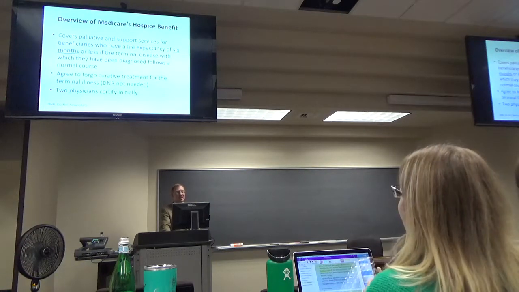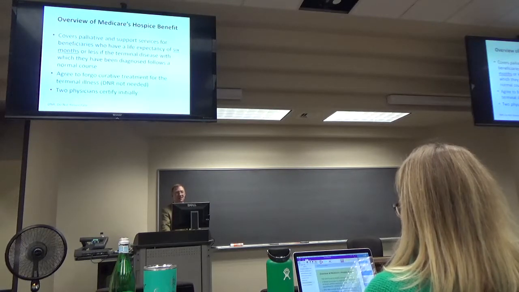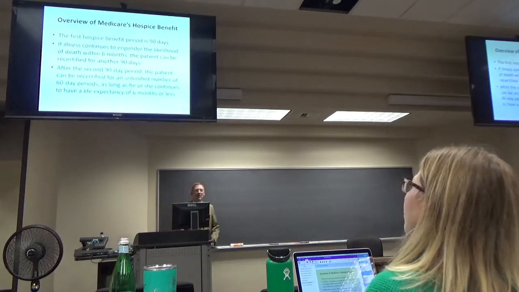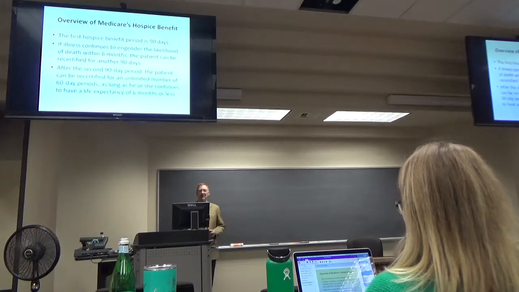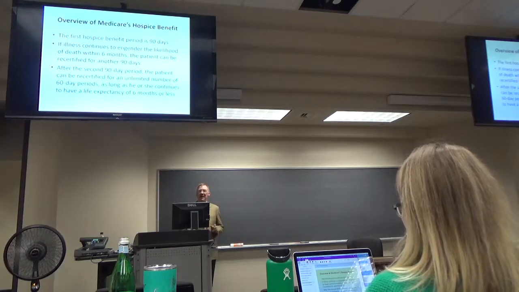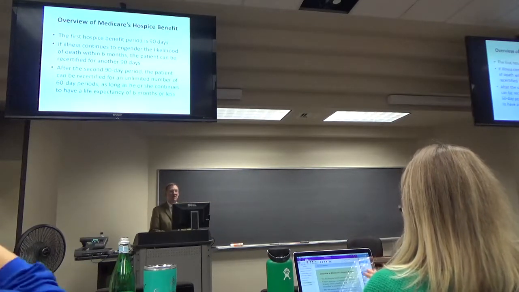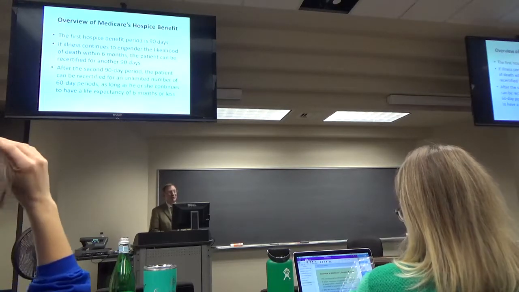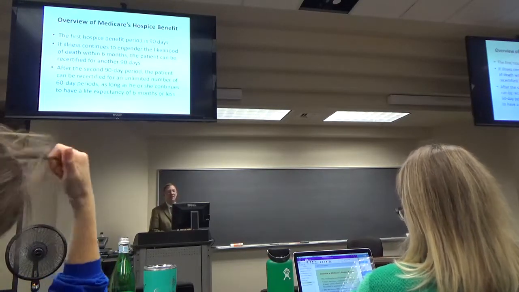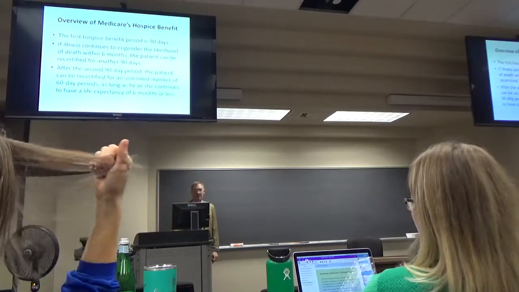And 2 physicians have to certify initially, so it just can't be 1, 2 people have to say that it's a terminal condition. The first hospice benefit period is 90 days. If the illness continues to engender the likelihood of death within 6 months, the patient can be recertified for another 90 days. After the second 90 days, the patient can be recertified for an unlimited number of 60-day periods as long as he or she continues to have a life expectancy of 6 months or less.